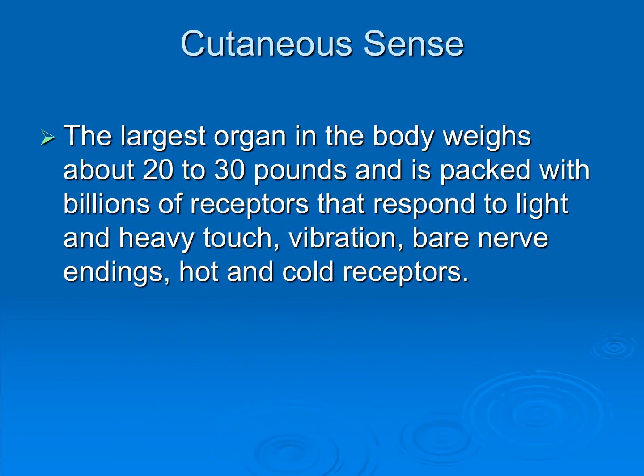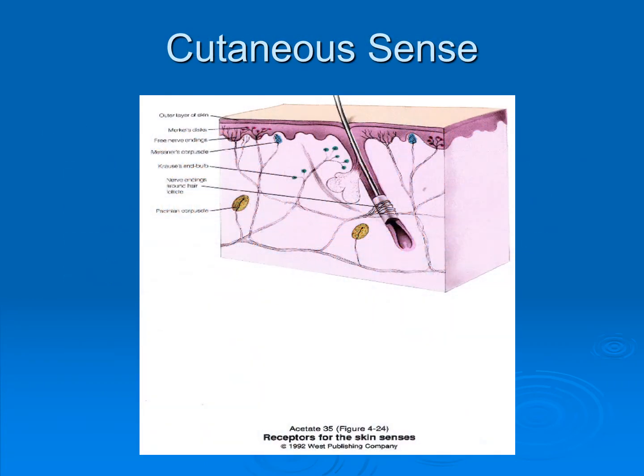The cutaneous sense, of course, is your sense of touch. We have somewhere between 20 to 30 pounds of skin. And of course, the receptors are within the first couple of millimeters of the skin surface. You'll see pain receptors, light and heavy pressure, vibration, and of course, even nerves around hair follicles.